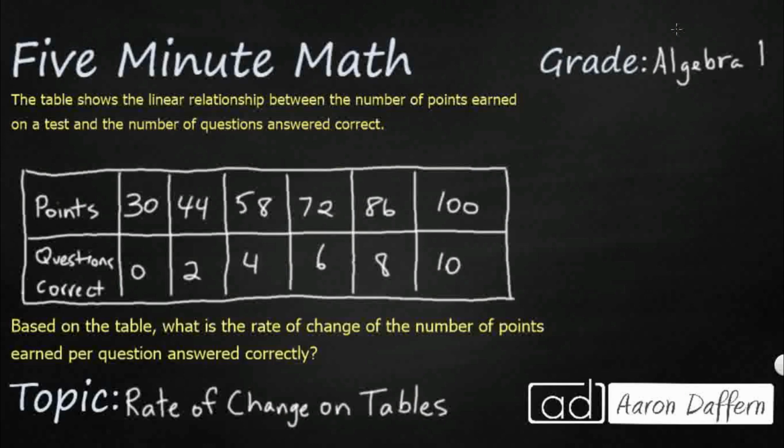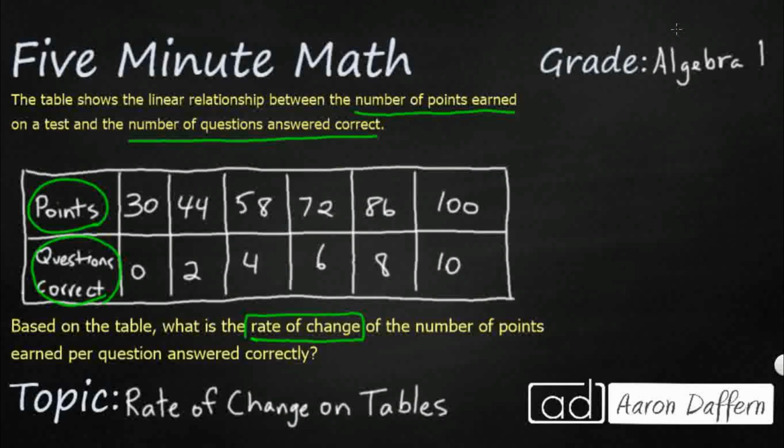So we have a word problem here showing the linear relationship between the number of points earned, right up here on the top, on a test, and the number of questions answered correctly. Questions correct is on the bottom there. So based on this table, what is the rate of change? Well, what are we asking here? The rate of change for the number of points earned per question answered correctly.